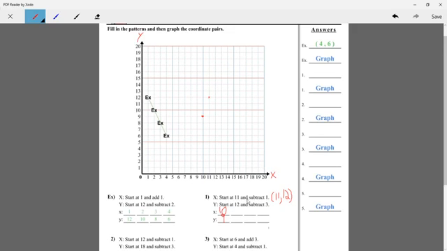And then, we could just fill these in right here. We could do start at 11 and subtract 1. So I know it would be 10, 9, 8, 7. And then this would be subtract 3, so it would be 12, 9, 6, 3, and 0. And let's see if these are correct. They should make a line, right?